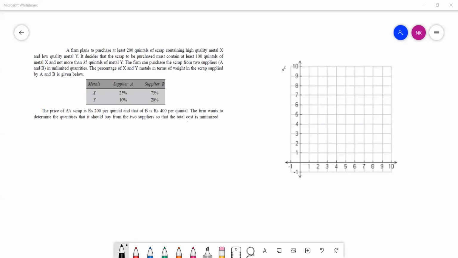Okay, so let me just share the whiteboard screen and quickly you can start with this particular example. I hope the whiteboard screen is visible to you all. You have 5 minutes to develop the mathematical model. Then we will discuss the mathematical model, and then I will give you 5 more minutes to draw the graph.